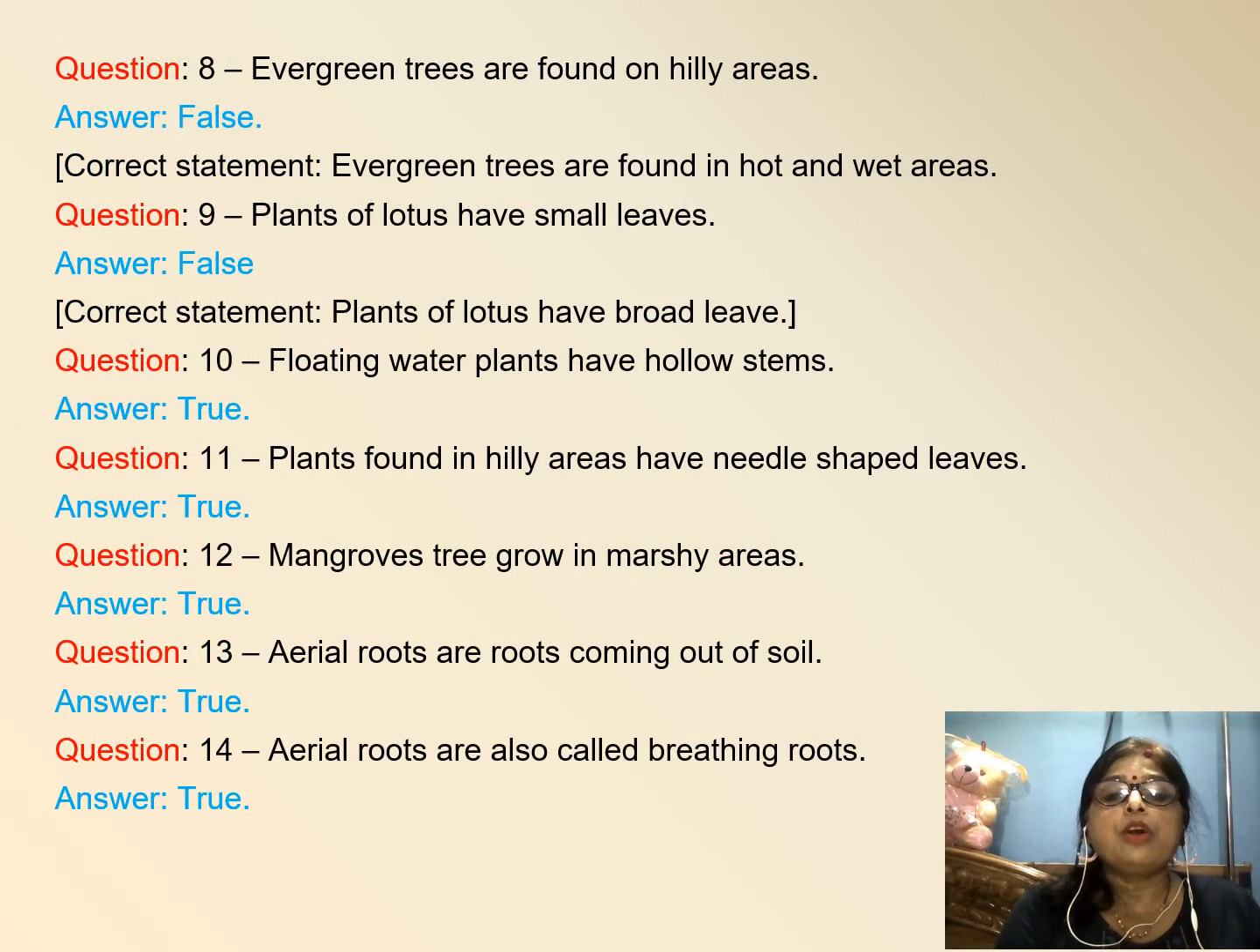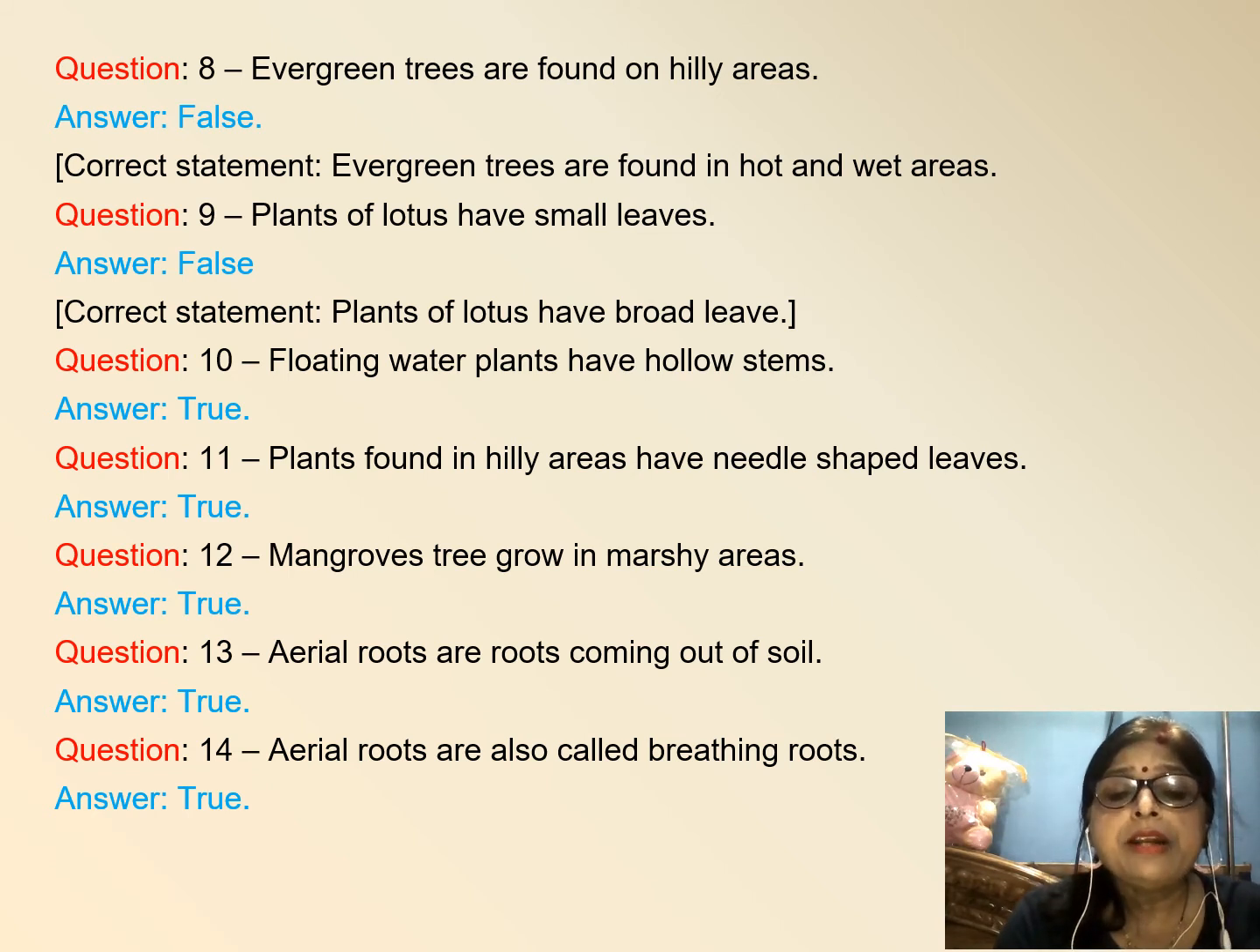Trees are found on hilly areas. It is false because evergreen trees are found in hot and wet areas. Plants of lotus have small leaves. This is also a false statement because the right statement is plants of lotus have broad leaves. Floating water plants have hollow stems. Yes, it is true. Plants found in hilly areas have needle-shaped leaves.